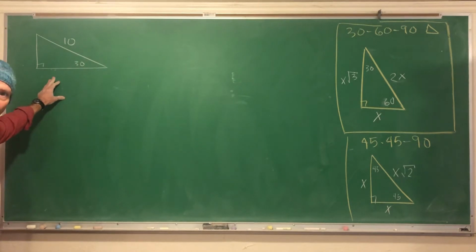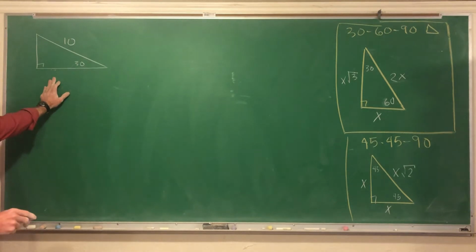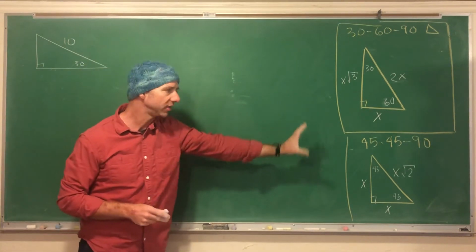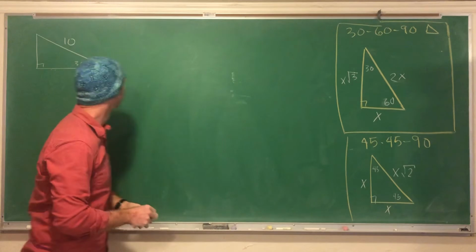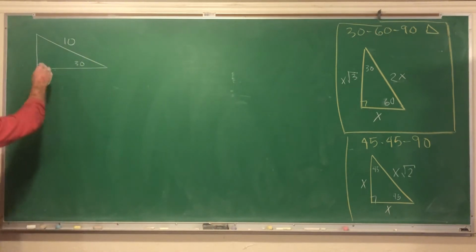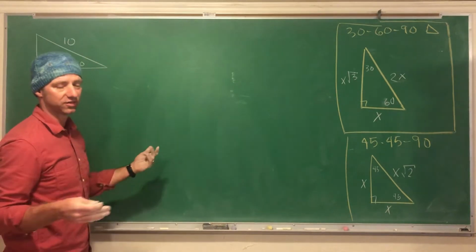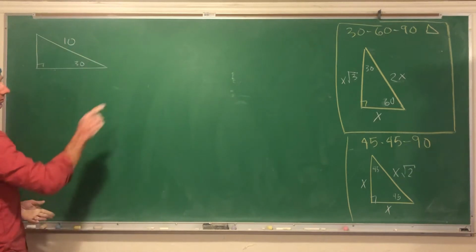Well, I don't know. What I do know is some strategies. Again, we have these two triangles over here. We're going to try to match them up. So, is this a 45-45-90 or a 30-60-90? So it's a 30-60-90.